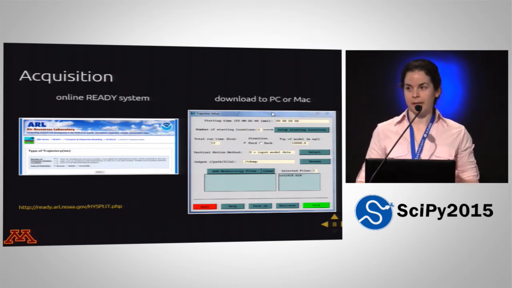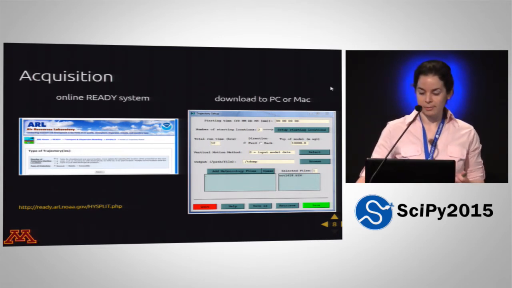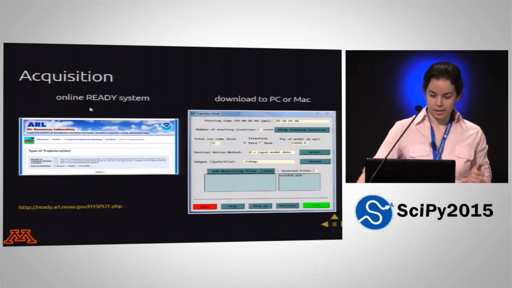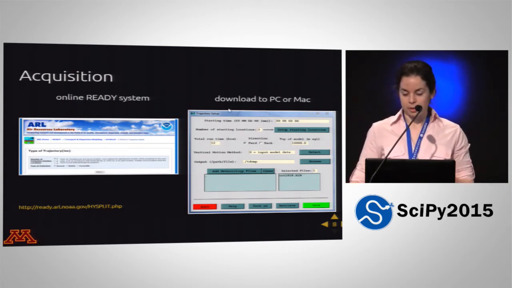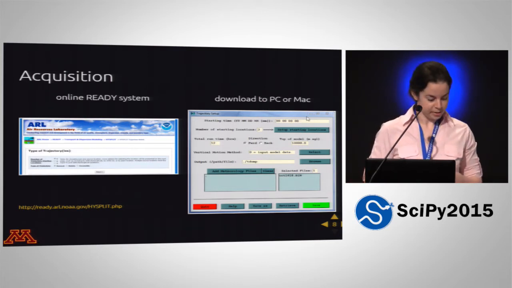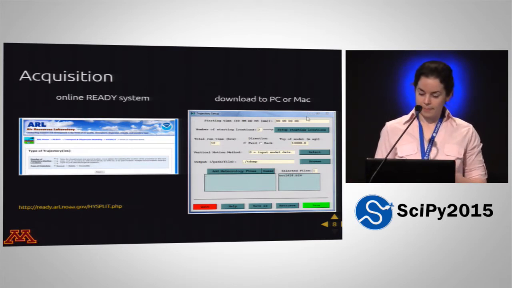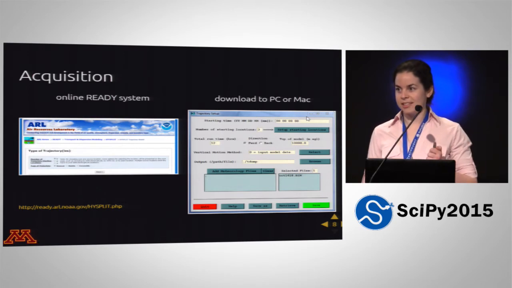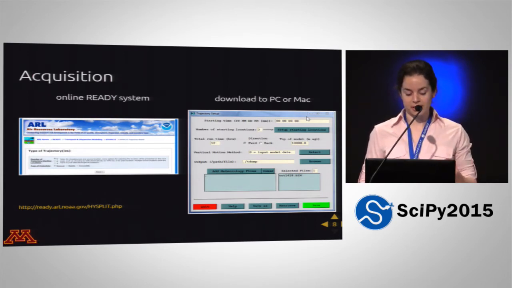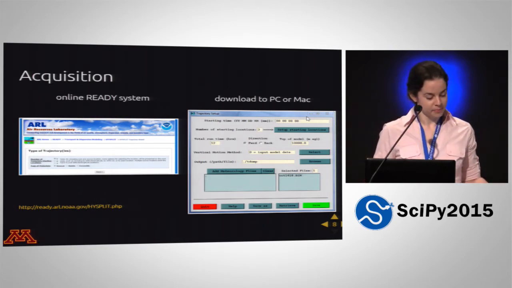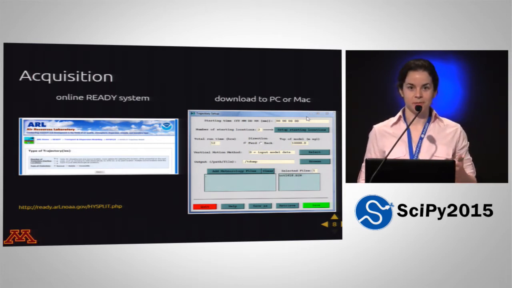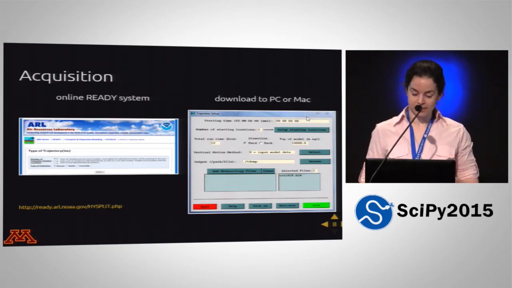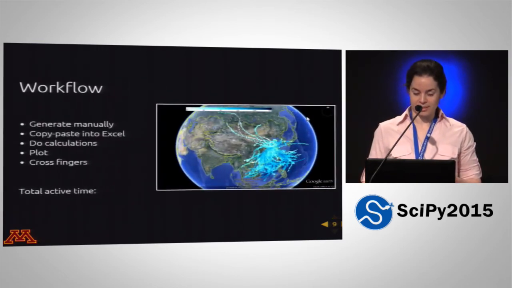There's an extremely low barrier to entry to this program, which I think we can all appreciate in the Python world. You can access it either online via the READY interface, or you can download it to your PC and Mac. Now, since there is a low barrier to entry, there's a high variation in the quality of workflows that people use when they're interacting with HYSPLIT. And sometimes they're not very robust.